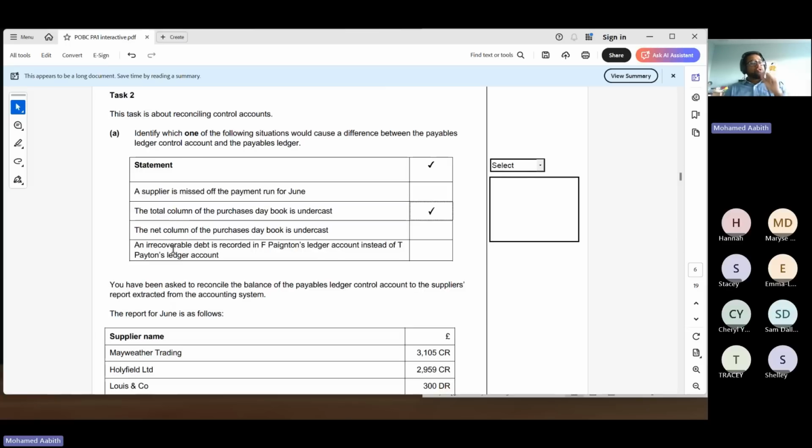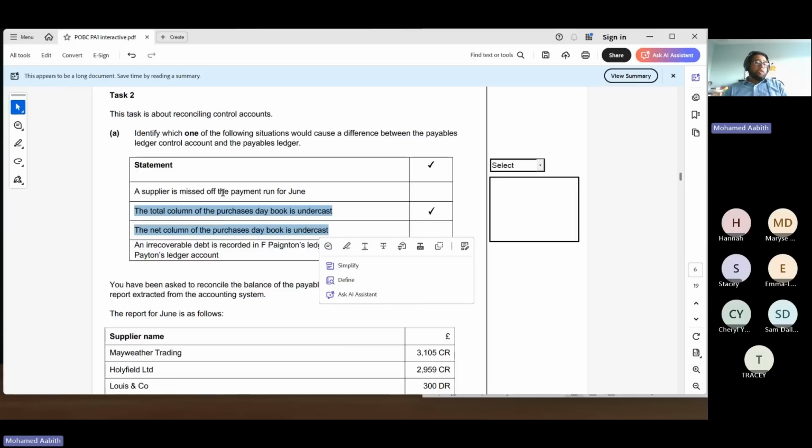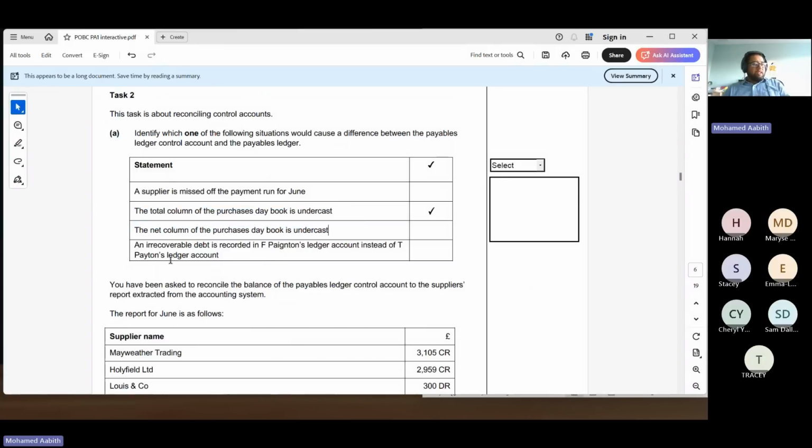Also, you'll be able to eliminate all the other answers because you know it's either this or that that is going to be correct. So if one of them is correct, everything else is going to be wrong, and you don't have to worry about that. The last one is a sneaky attempt. An irrecoverable debt is recorded on F. Payton's ledger account instead of T. Payton's ledger account. This is an error of commission when it comes to the receivable ledger.